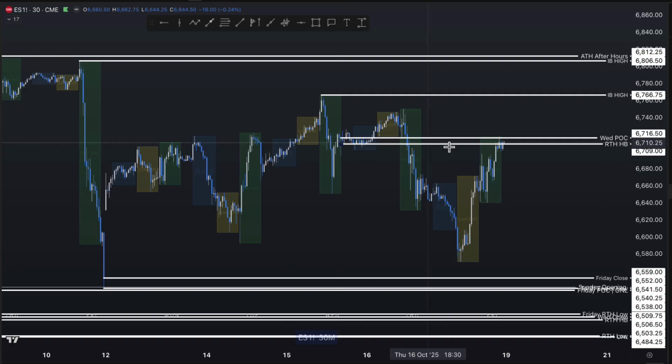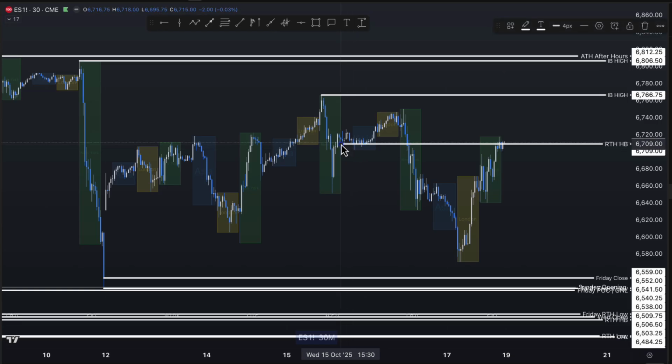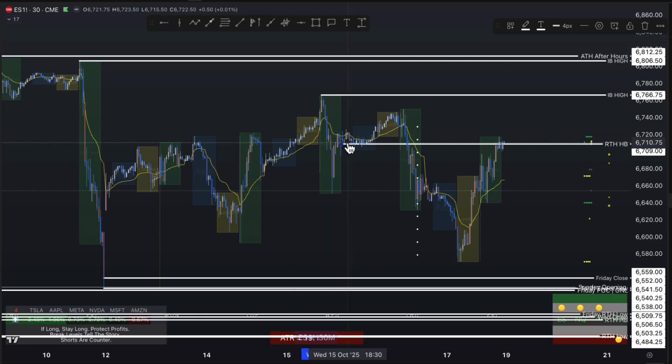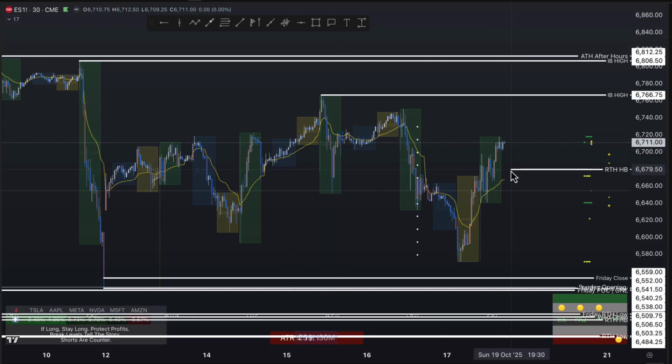Wednesday's POC, look at that. We came right back to Wednesday's POC. Very interesting. Don't need it. This half back, don't need it. Well, what I do need is to mark that for Friday. So Friday's halfback is here.